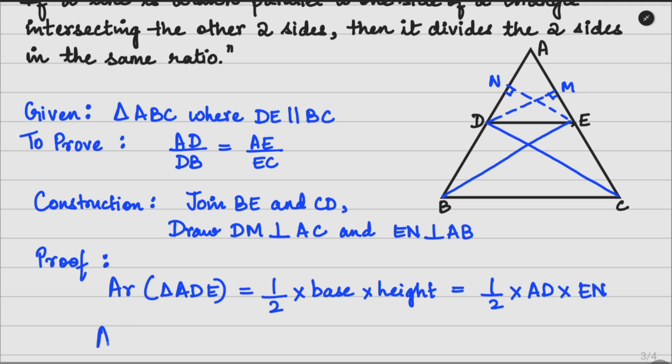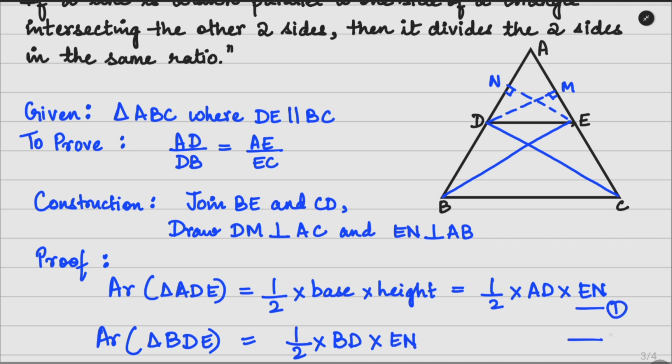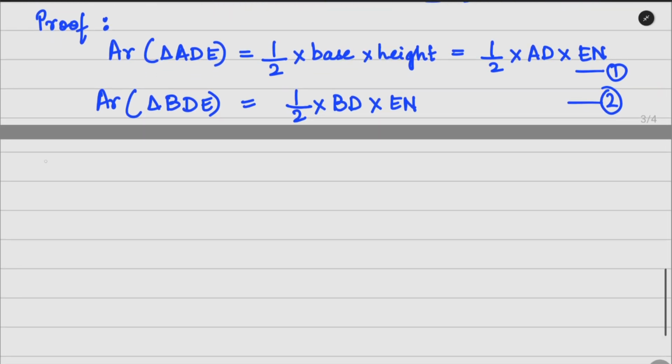Similarly, area of the triangle BDE is again half into, what is the base? The base is nothing but your BD into height, which is nothing but your perpendicular, again EN, even for this triangle. So let this be equation 1 and let this be equation 2. Now let us divide 1 by 2.